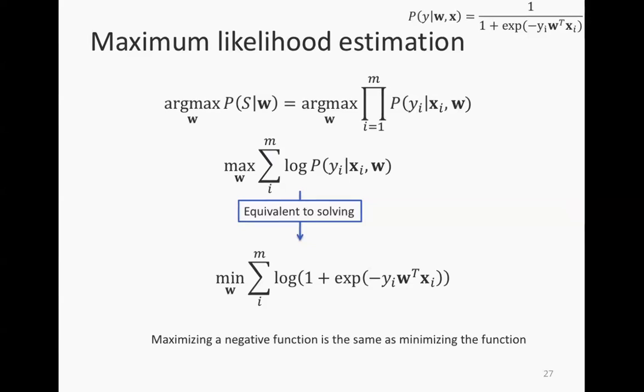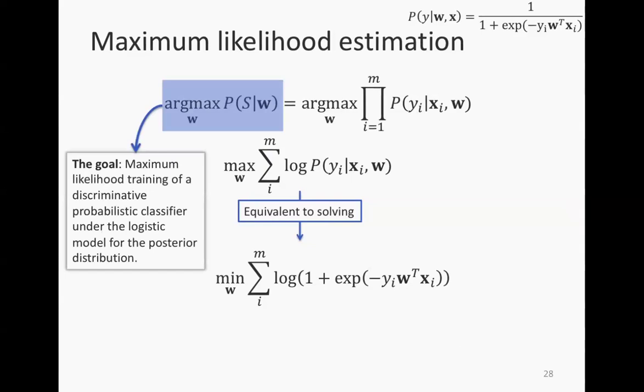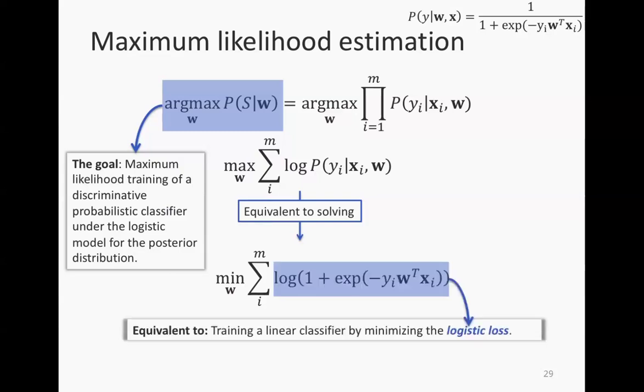Let's see what we had here. Our goal was to solve maximum likelihood training of a certain discriminative probabilistic classifier that assumes that the posterior probability of the label given the input features follows this particular logistic model. That's a very complicated way of saying the probability of the label given the example. We assume that the probability of the label given the example is the sigmoid function applied to the linear transformation. Our goal is maximum likelihood training in that setting. And what we end up with is minimizing the sum over log of 1 plus e power minus y w transpose x.